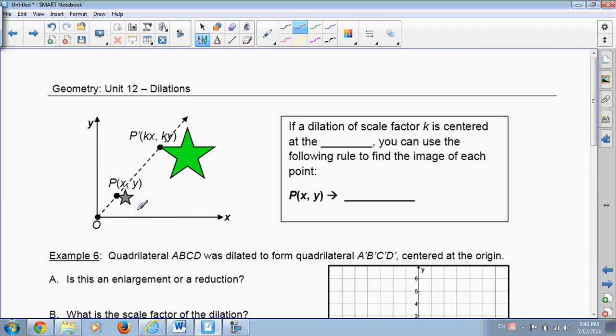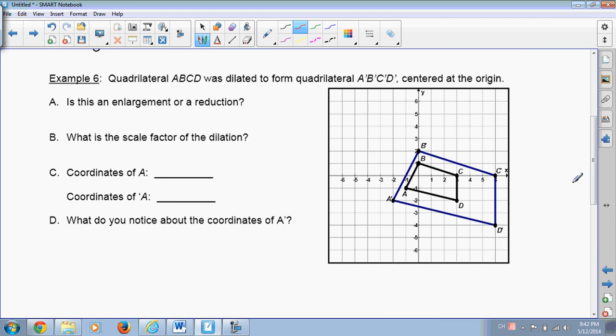Okay, in this picture we have 2 stars. And we have to fill in the blank here. If a dilation of a scale factor k is centered at the origin, you can use the following rule to find the image of each point. If P is at (x, y), then P prime is now at (kx, ky). Now remember, k is your scale factor. So basically you're just taking your point and multiplying it times the scale factor. It's really easy. So let's look at number 6 and try this.